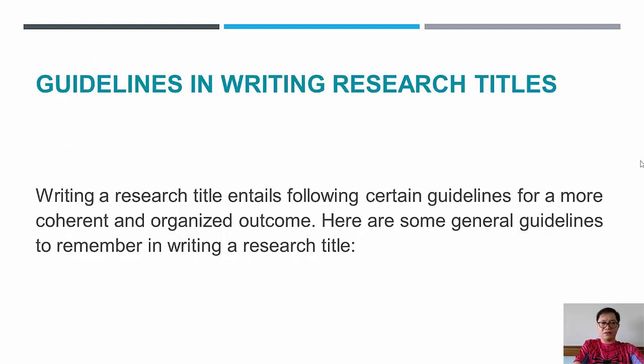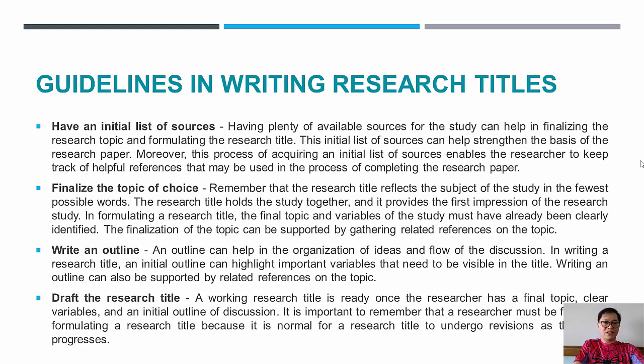Guidelines in writing a research title. Writing a research title entails certain guidelines for more coherent and organized outcomes. Here are some general guidelines to remember in writing a research title. Have an initial list of sources. You need to have many sources. If you have fewer sources, you are in trouble, because you have few references. Having plenty of available resources or sources for the study can help in finalizing the research topic and formulating the research title.